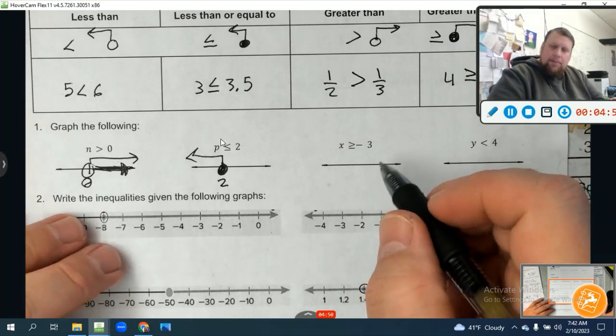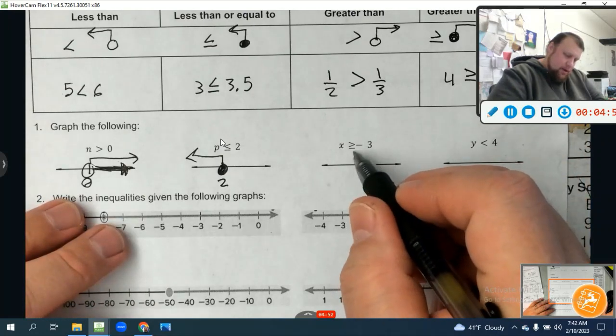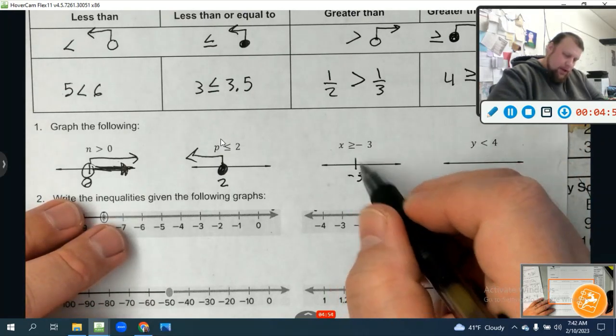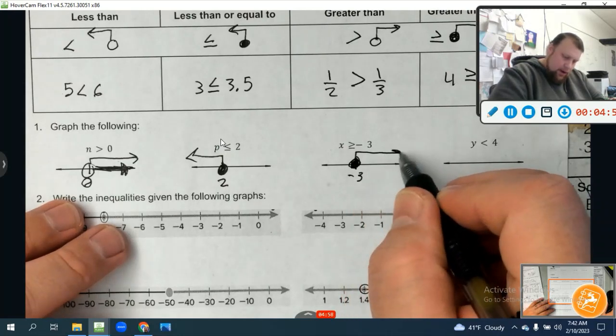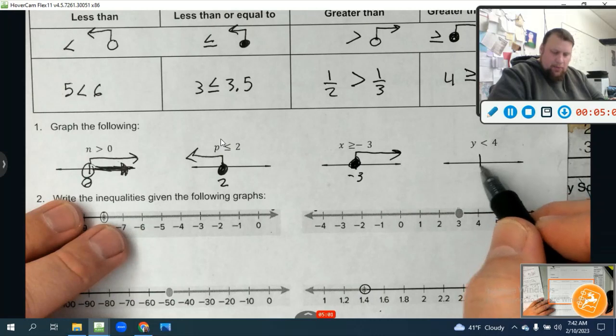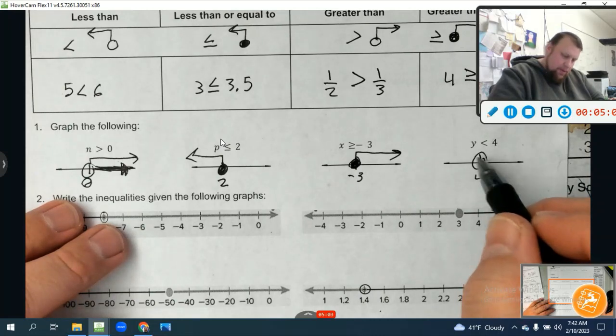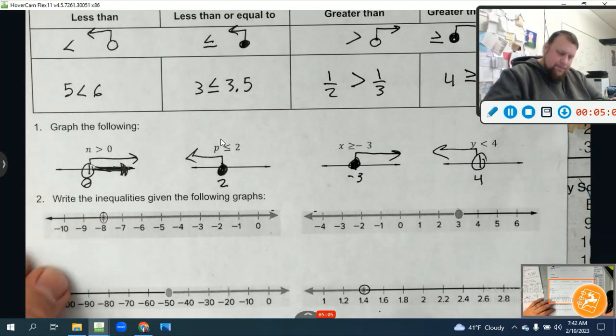Okay, I'm assuming you paused it if needed. All right, the point we care about is -3. Greater than or equal to is a closed dot and everything to the right. Less than, the only point we care about is 4. It's going to be an open dot to the left. Okay?